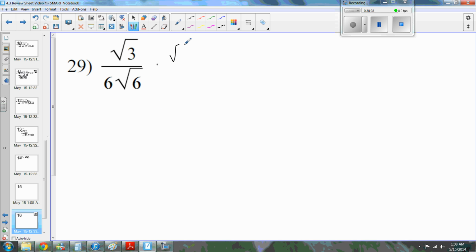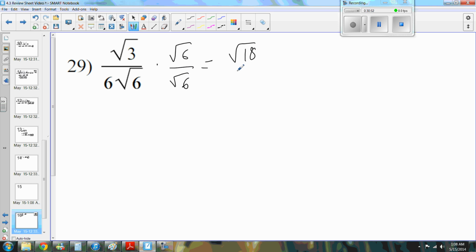All I'm doing in most cases, if the numbers are easy enough, is just multiplying by the radical in the denominator and in the numerator. Sorry, I said that confusingly. I'm multiplying by the radical in the denominator, and I'm taking that radical, root 6, and making it a fraction equal to 1 by putting it over itself and multiplying by that fraction. So I'm multiplying by root 6 over root 6. So this becomes root 18 over 6 root 36.